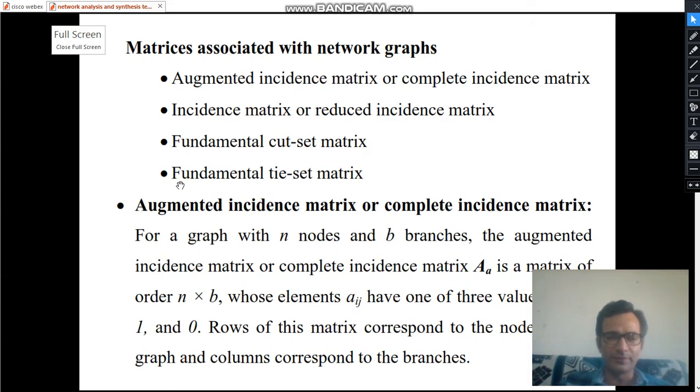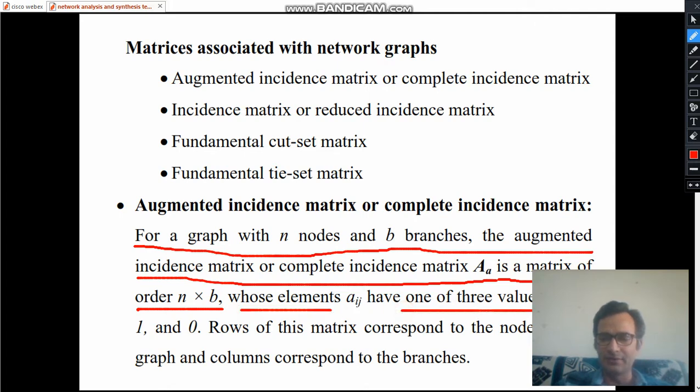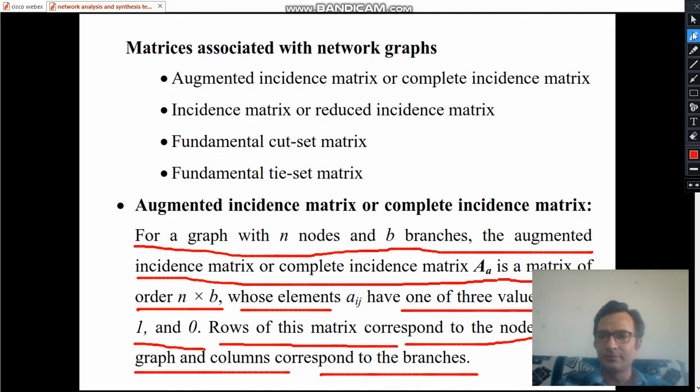So first of all is augmented incidence matrix or complete incidence matrix. For a graph with n nodes and b branches, the augmented incidence matrix or complete incidence matrix A augmented is a matrix of order n by b whose elements a_ij have one of three values: +1, -1 and 0. Rows of this matrix correspond to the nodes of the graph and columns correspond to the branches.